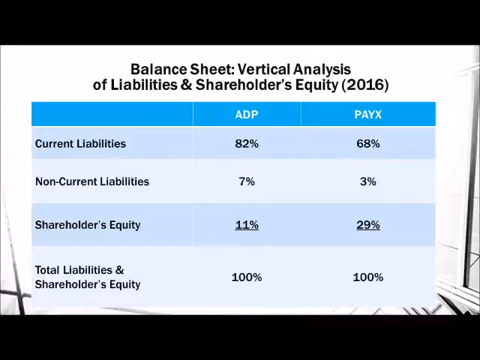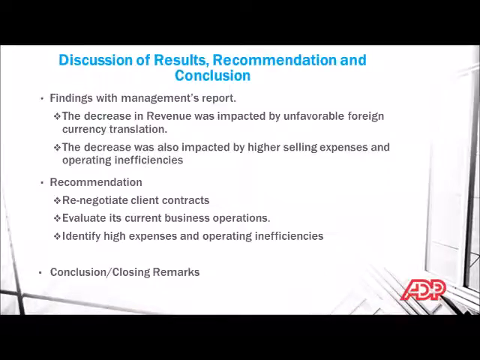In comparison to the findings with management's report and our own findings, the result is a decrease in revenue, which was impacted by unfavorable foreign currency translations, higher selling expenses, and operating inefficiencies. In addition, changes in laws or regulations may decrease our revenues and earnings and require ADP to change the manner in which they conduct some aspects of their business.